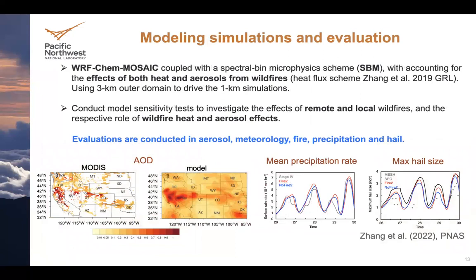Here is the model simulation and evaluation. We used the model WRF-Chem coupled with SPECTRA-bin with MOSAIC, and also accounted for both heat and aerosol from wildfire using the heat flux as we described above. We use a 3-kilometer outer domain to drive the 1-kilometer simulation domain, which mainly covers the central US region of the severe convective storms.